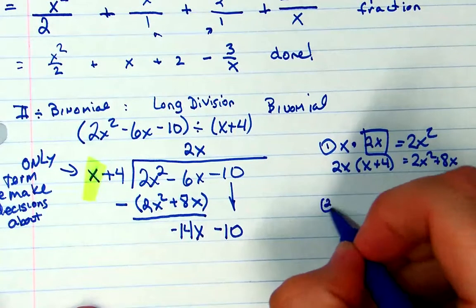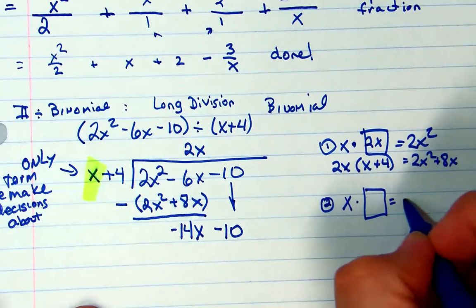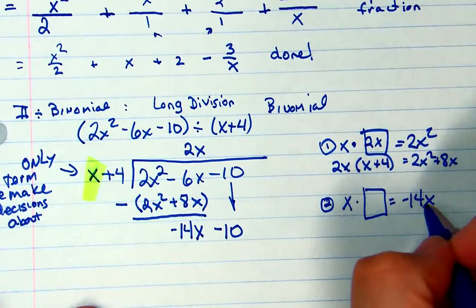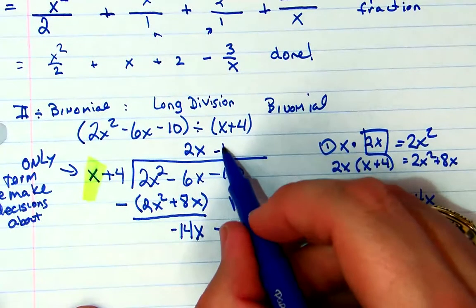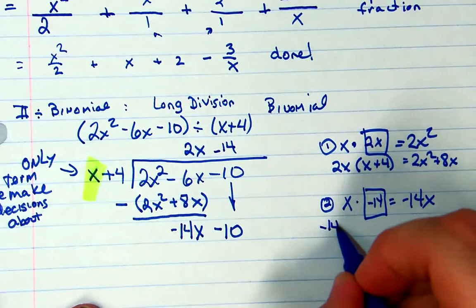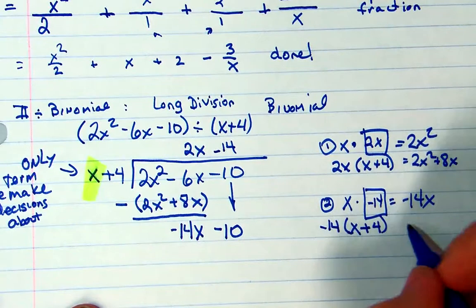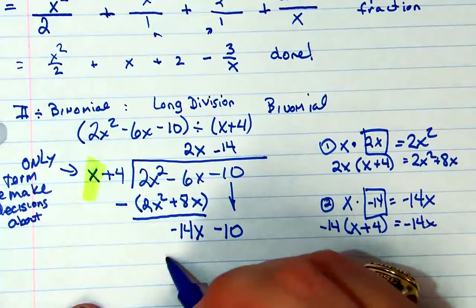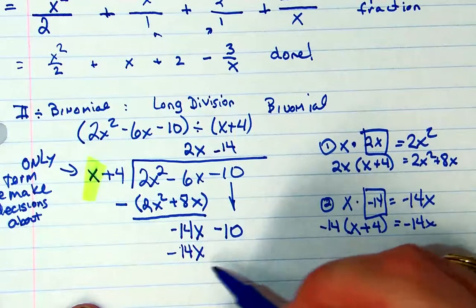Now, the second step: x times something is going to be equal to negative 14x. Well, I already have the x's. I just have to multiply by negative 14. So I'm going to say it's negative 14. So now I'm going to take negative 14 and distribute it to x plus 4. So negative 14 times x is negative 14x. So I'll get a negative 14x down here. So when I subtract these, they go away.